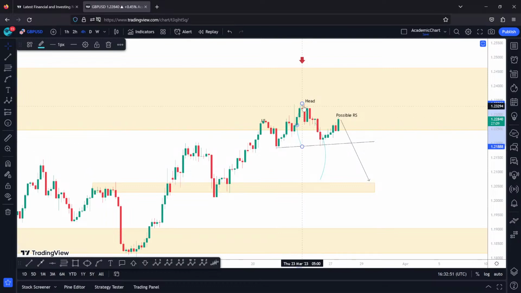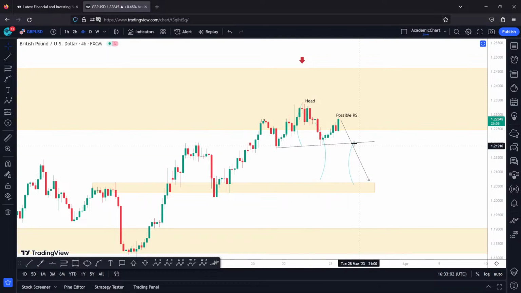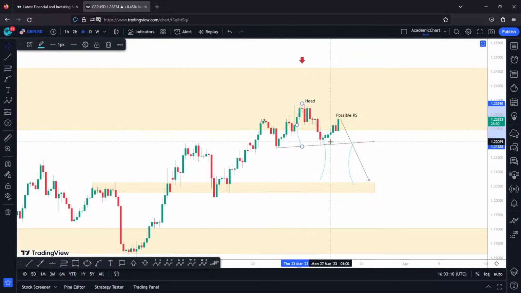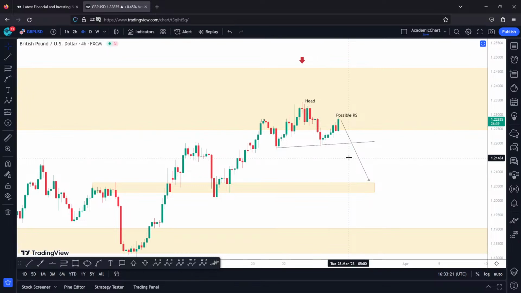So the target of this pattern is the length from the top of the head to the neckline, and from the breakout point of the neckline we are going to see a continuation to the same length. And we are seeing that now the target of this head and shoulder is also sitting exactly on this rising wedge target, which seems everything is same.